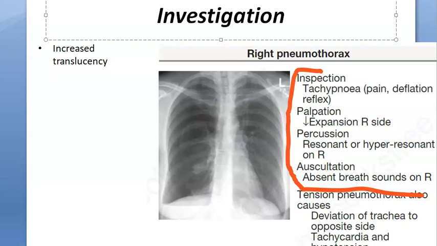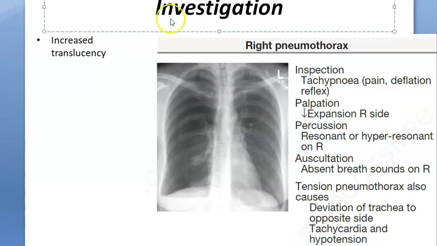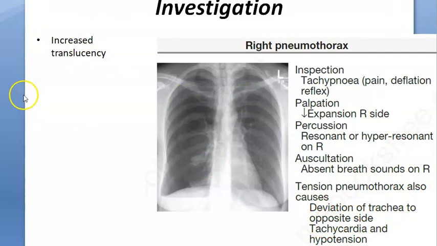Then if there is a tension pneumothorax, you can see a deviation of the trachea to the opposite side. You can also see hypotension and tachycardia. So what are the additional signs of tension pneumothorax? In addition to the pneumothorax symptoms, you will have deviation of the trachea to the opposite side, tachycardia and hypotension. But this deviation of trachea to opposite side may not be there in a malignant or a scar, etc. So now let us come to investigation.